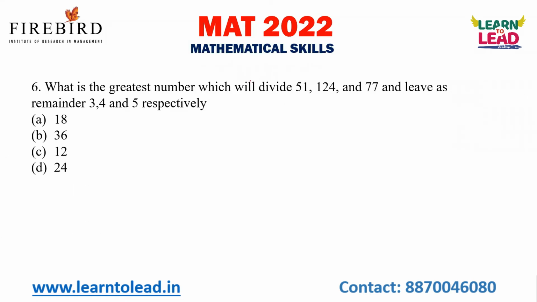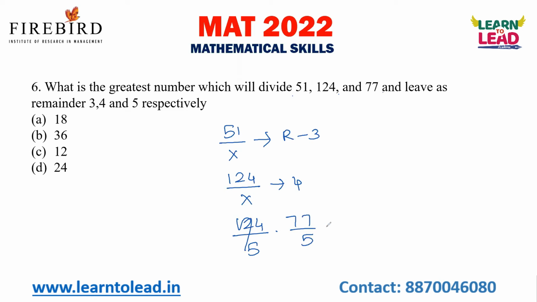What is the greatest number which will divide 51, 124 and 77 to leave as remainder 3, 4, and 5? See, if I divide 51 by x, I'll get the remainder as 3. And if I divide 124 by x, I'll get the remainder as 4. And if I divide 77 by x, I'll get the remainder as 5. So they're asking what is the greatest number?